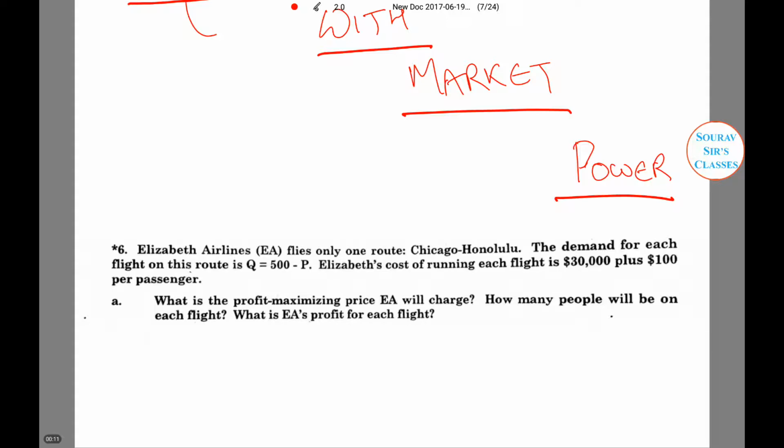In this question we have Elizabeth Airlines, EA, which flies only one route, Chicago to Honolulu, and we are given the demand Q equals 500 minus P. The cost of running each flight is $30,000 plus $100 per passenger. We need to find the profit maximizing price that EA will charge, how many people, that is the quantity, will be on each flight, and also the profit for each flight.